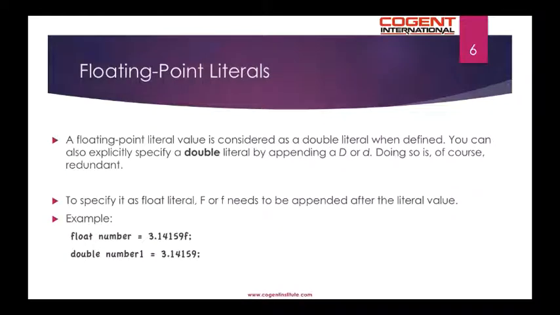A floating point literal value is considered a double literal when defined. That's by default. You can also explicitly specify a double literal by appending a D or small d. Doing so is of course redundant. To specify it as a float literal, F or small f needs to be appended after the literal value. For example, float number equals 3.14159f, double number1 equals 3.14159.